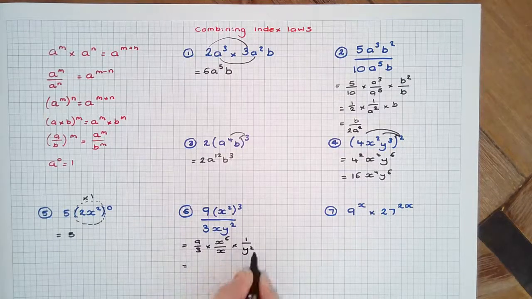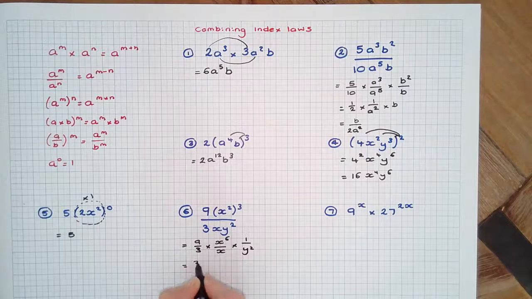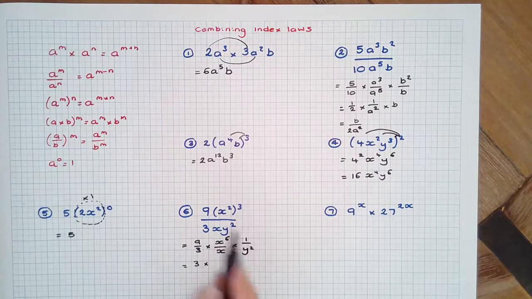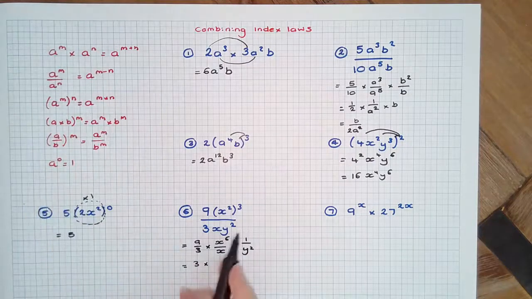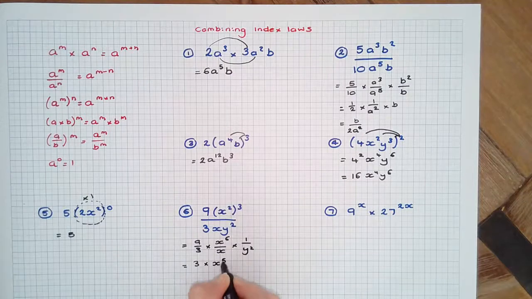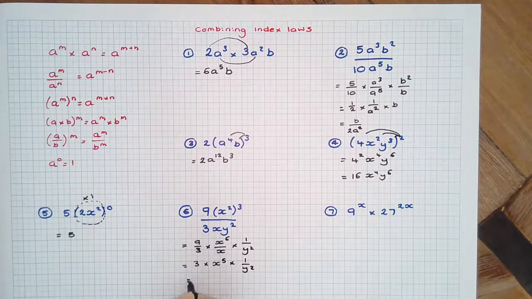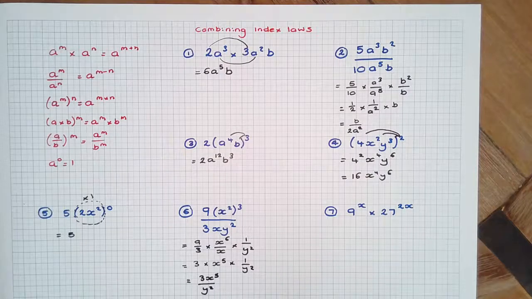Simplifying these each individually, 9 over 3 is 3. x to the power of 6 over x, we can use our quotient rule here, where we subtract our powers and we get x to the power of 5 times 1 over y squared. Putting it all together, we have 3x to the 5 over y squared, remembering it stays on the denominator. Now here's something different to finish on.